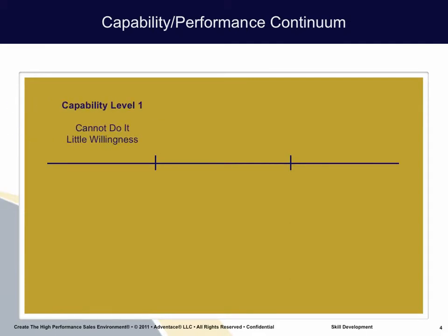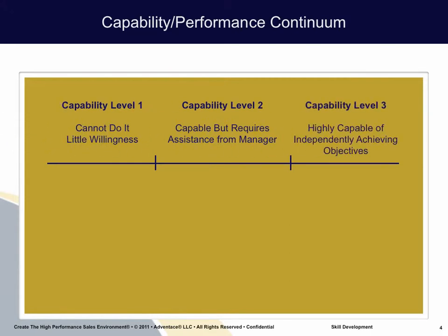We describe a person as being at the low end, capability level 1, if he or she shows that they cannot perform a skill. They may even show little willingness to even attempt to perform that skill. Cold calling is a skill where we see this occur with salespeople. A person achieves capability level 2 if they're capable of executing a skill, but still require assistance from their manager. And finally, a person is at capability level 3 if they're very capable of independently executing a skill and achieving appropriate objectives associated with that skill.